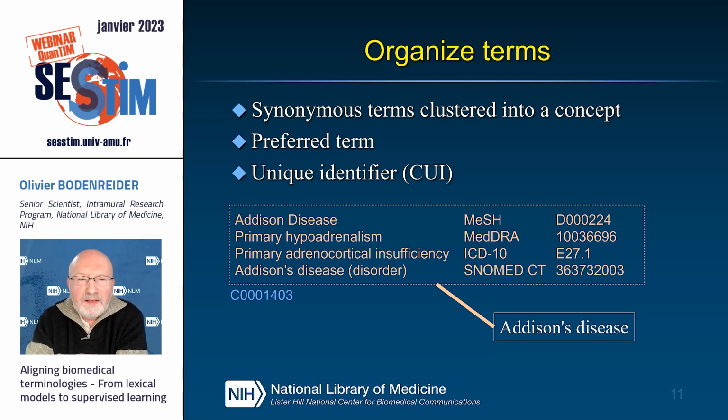So the UMLS Metathesaurus takes all these terms, harvests all these terms from biomedical vocabularies, and groups them together when they are synonymous. That's one of the main features of the UMLS Metathesaurus. Technically, it groups all these terms into a concept that gets identified with a concept unique identifier, the CUI. And for example, Addison's disease and its synonyms are grouped together under the concept labeled C0001403.